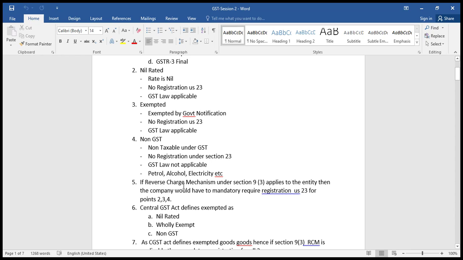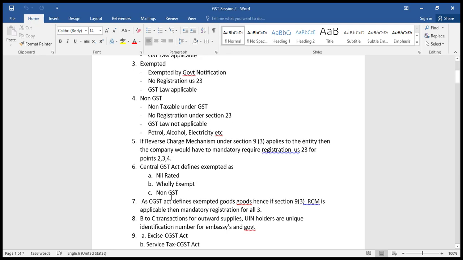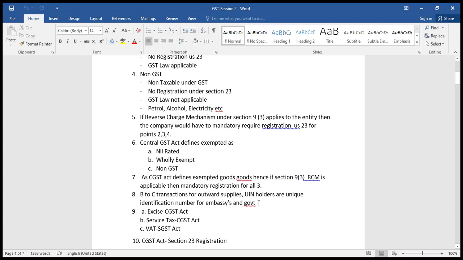If reverse charge mechanism under Section 9(3) applies to the entity, then the company would mandatorily require registration under Section 23 for the points 2, 3, and 4. Central GST Act defines exempted as nil rated, wholly exempt, non-GST. As the CGST Act defines exempted goods, if Section 9(3) RCM is applicable, then registration is mandatory for all three.